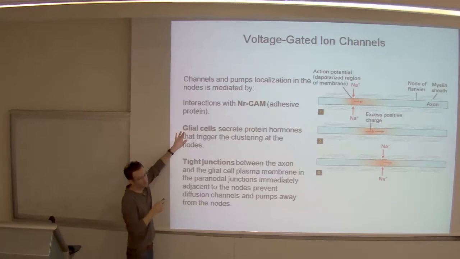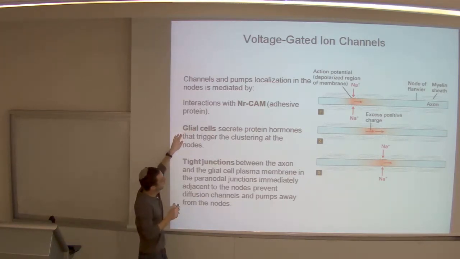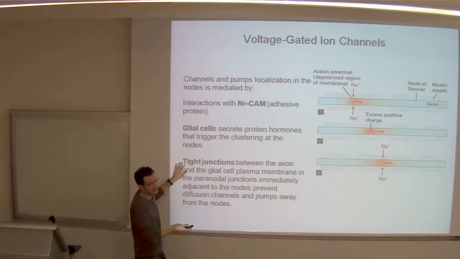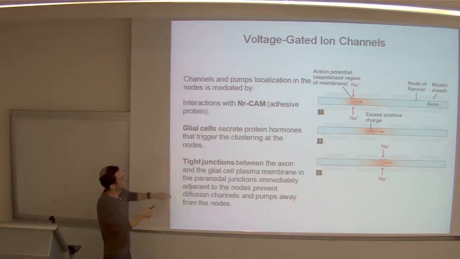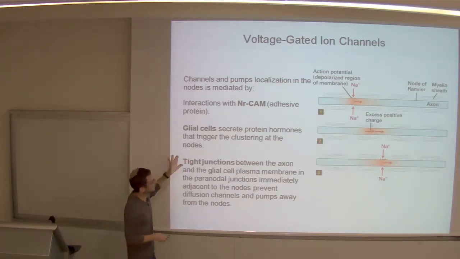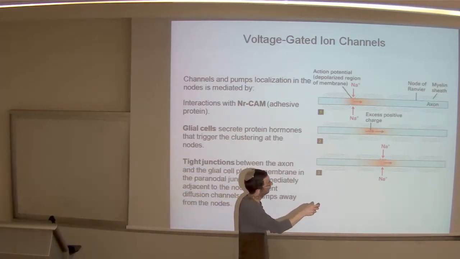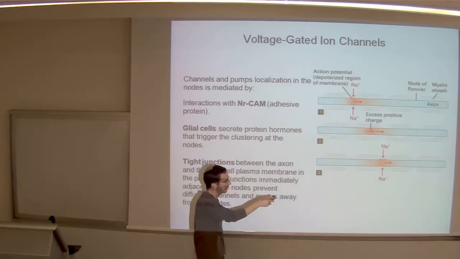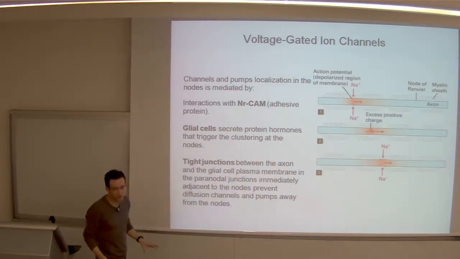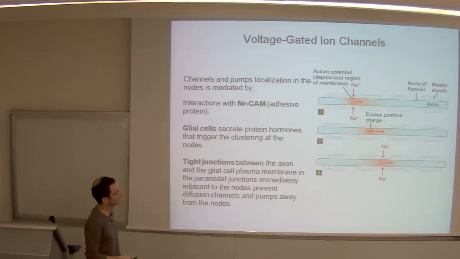Also, the glial cells nearby, in close proximity of the nodes of Ranvier, secrete proteins. Recall the myelin sheath is the plasma membrane of a glial cell, so obviously you have plenty of glial cells around here. They secrete protein hormones that trigger the clustering at the nodes. Some hormones are secreted right here in this location, and not in other locations along the axon. And through several interactions, they cause clustering of these voltage-gated channels at these sites.